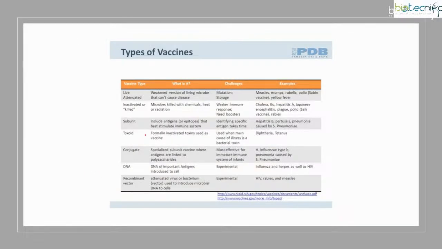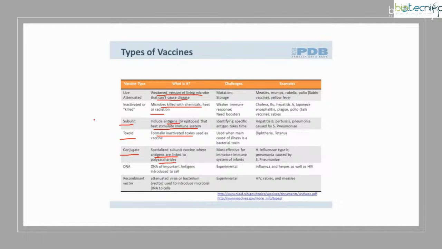And these are the definitions of different vaccines. Live attenuated vaccines are weakened versions of living microbes that cannot cause disease. Inactivated or killed vaccine means the microbes are killed with some chemical treatment, heat, or radiation. Subunit vaccines include the antigens that best stimulate the immune system. Toxoids are formalin inactivated toxins. Conjugate, as the name indicates, means antigens are linked to sugar molecules.